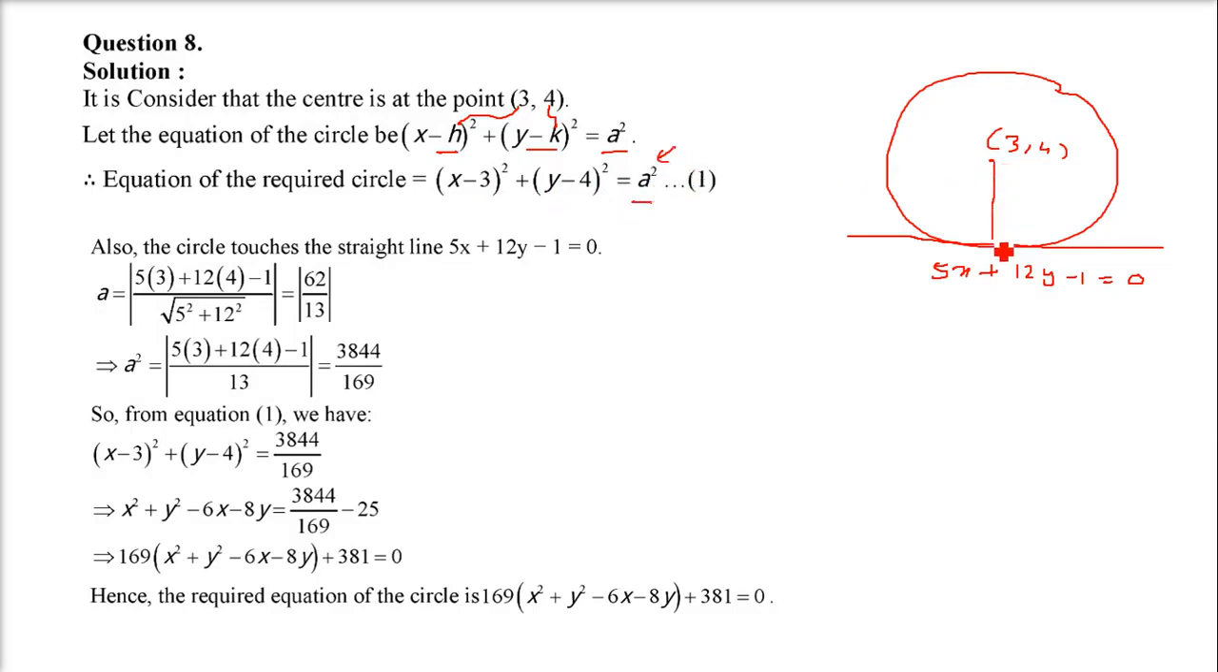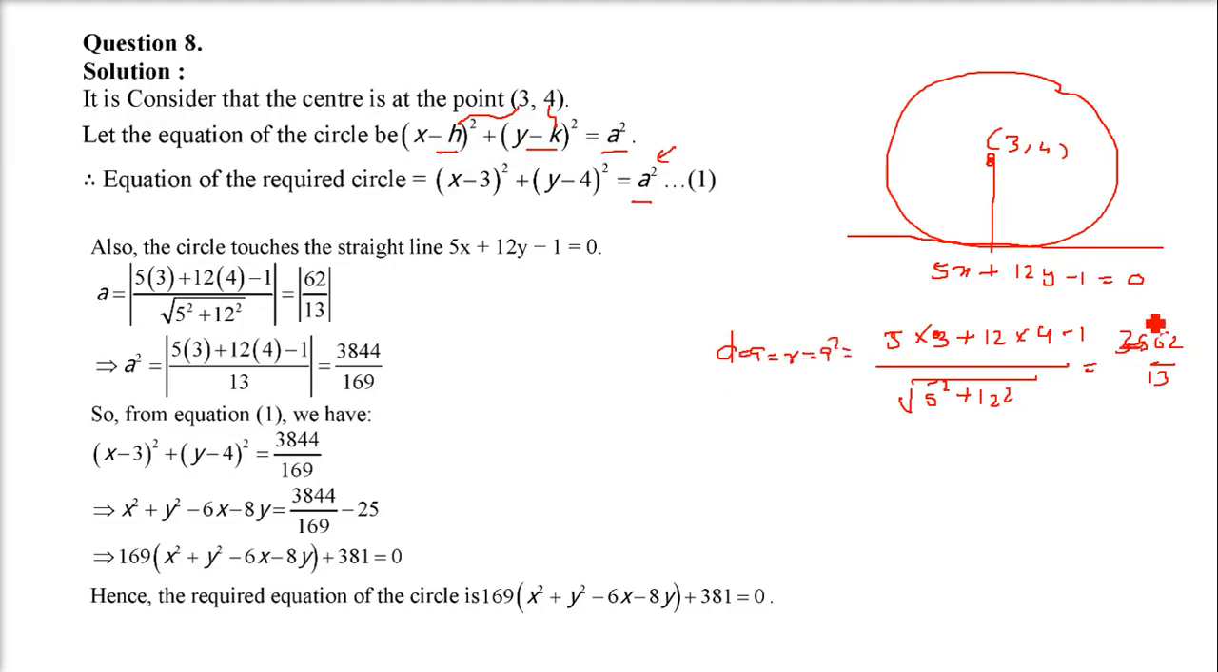That is the radius. So the perpendicular distance of a point from a line, we know already how to do this. How do we do this? d or a or r, whatever you call it. This distance will be 5 into a, put x as 3, plus 12 into y, that is 4, minus 1, by under root of 5 square plus 12 square. So when we solve it, you get this 62 by 13. Now this is a, r or d, whatever you say.